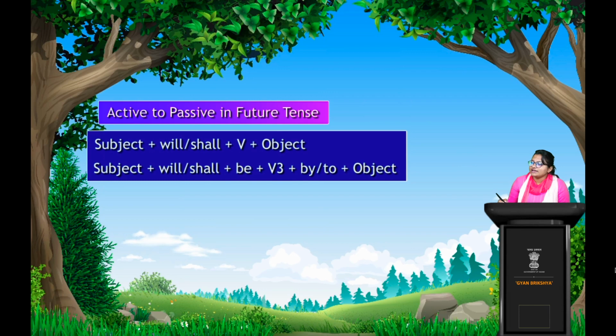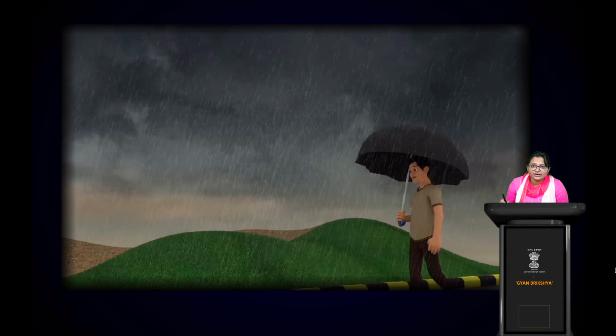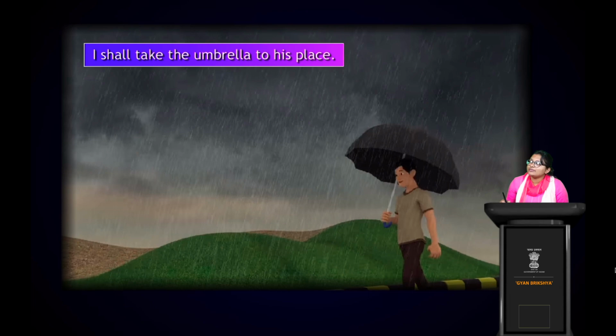Changes from active to passive in case of future tense. Let's look at it. This is the sentence structure. This one is for the active: subject plus will or shall plus the verb form plus object. And in case of passive this is it: subject plus will or shall plus be plus v3 form, the participle form, plus by or to and the object. So these are the two forms, active and passive. Now let's look at some examples again. What do you see here? What is the boy doing? Again he is walking in the rain with an umbrella. So what is the sentence here? I shall take the umbrella to his place.